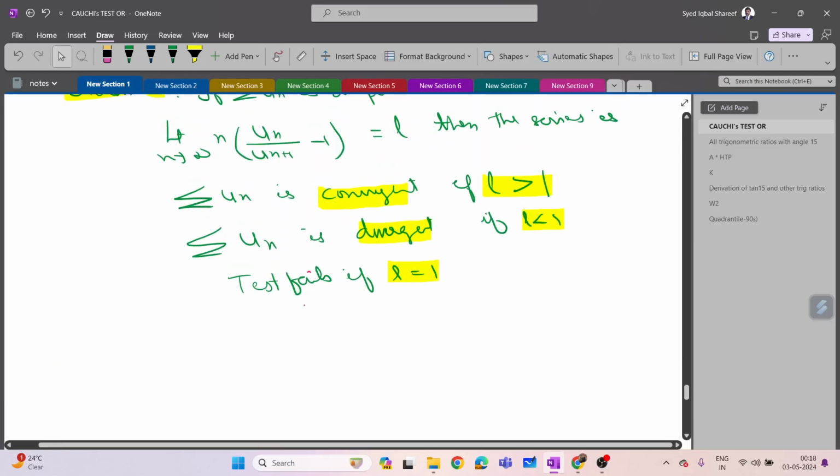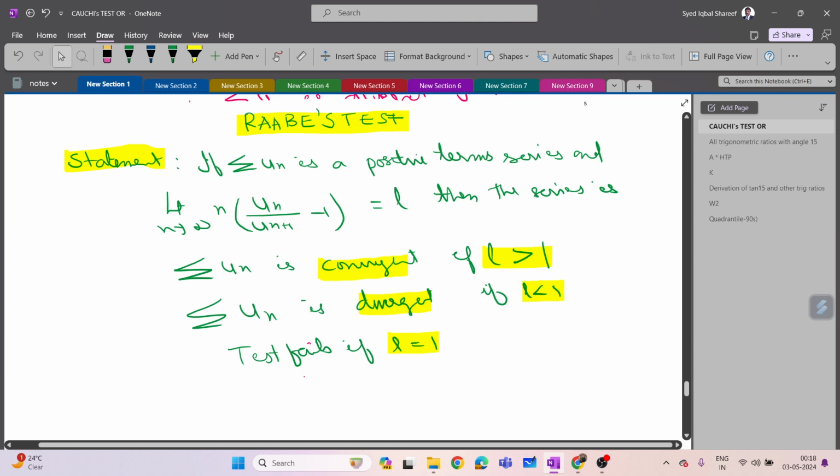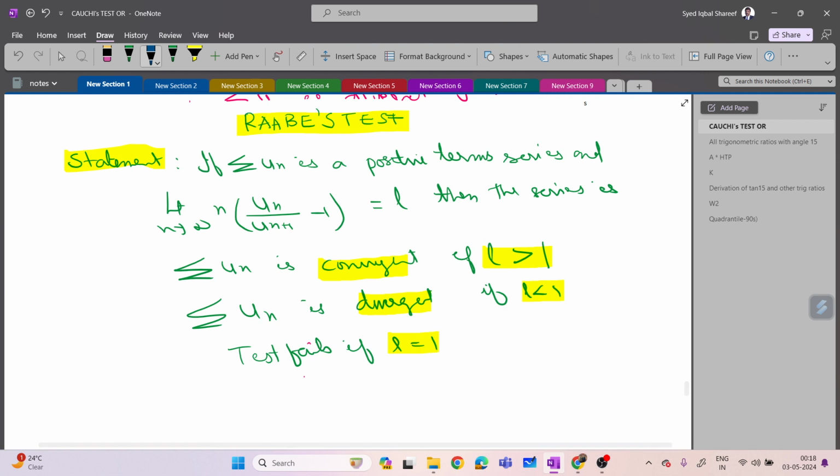Hi everyone, today we'll discuss Raabe test. So the statement: if sigma un is a positive term series and limit n tends to infinity n times (un by un plus 1 minus 1) equal to L, then the series is convergent if L is greater than 1, the value of the limit. The series is divergent if L is less than 1. The test fails when L equal to 1.